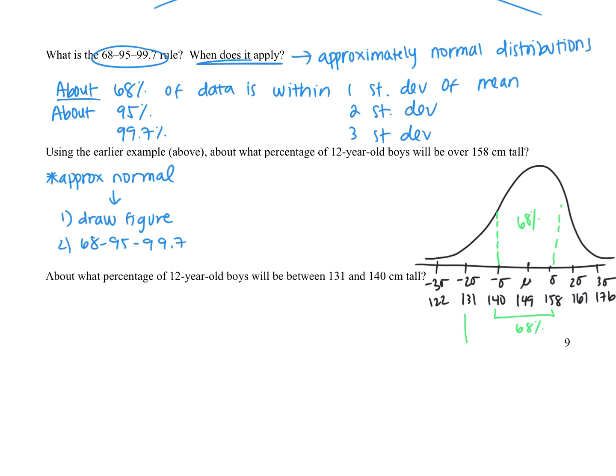The next thing that we know is within 2 standard deviations is about 95% of 12-year-old boys, and within 3 standard deviations is about 99.7%. Okay, so this is the way you're kind of thinking.